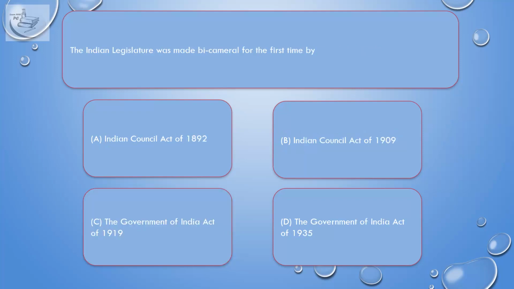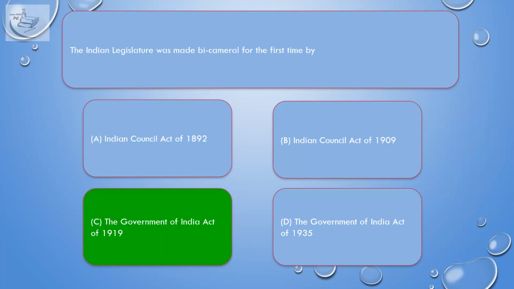Question: the Indian legislature was made bicameral for the first time by A. Indian Council Act of 1892. B. Indian Council Act of 1909. C. The Government of India Act of 1919. D. The Government of India Act of 1935. Correct answer is C. The Government of India Act of 1919.